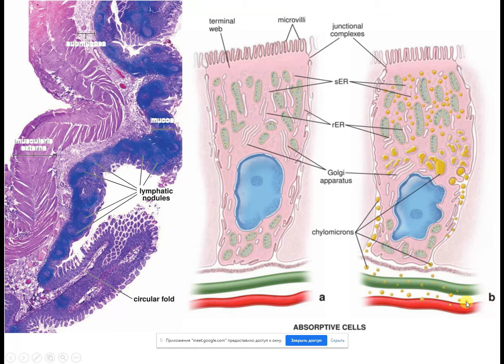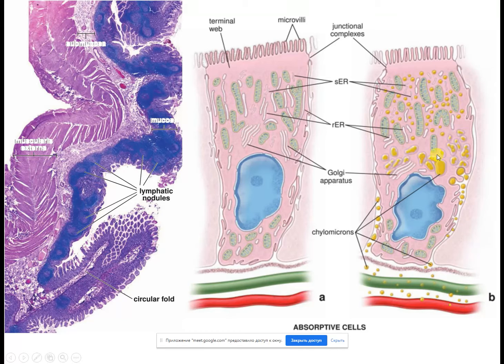So who can remind me which vein is collecting all this blood from the digestive tract? Don't you remember? Okay, the portal vein. The portal vein system arises from this portion, and this will be very important in liver physiology and pathology also.